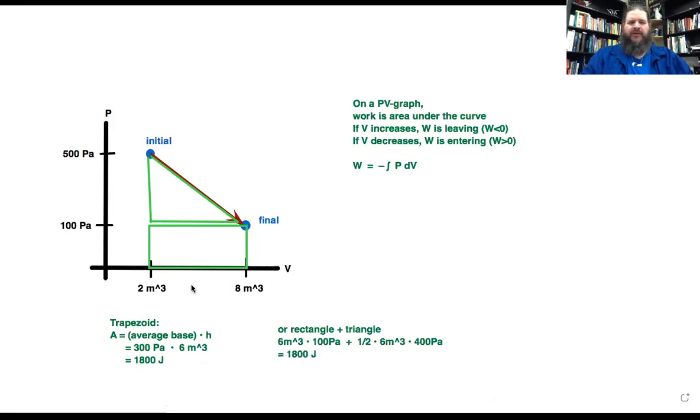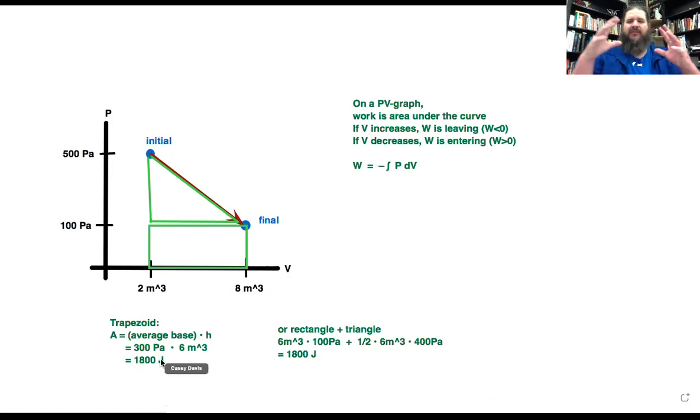So two different approaches you can use here. Treat it as a trapezoid and use the formula average of those two walls times the distance between them, or split it up into rectangles and triangles. In fact, in general, no matter what the shape is, as long as the path is composed entirely of straight lines, no curves, you can always split up any shape made of straight lines into rectangles and triangles. So that's often the most effective way to do it if you don't have a formula for that overall shape. But if it's just a single straight line, you can always treat the area under it as a trapezoid. In either case, we get 1800 joules.